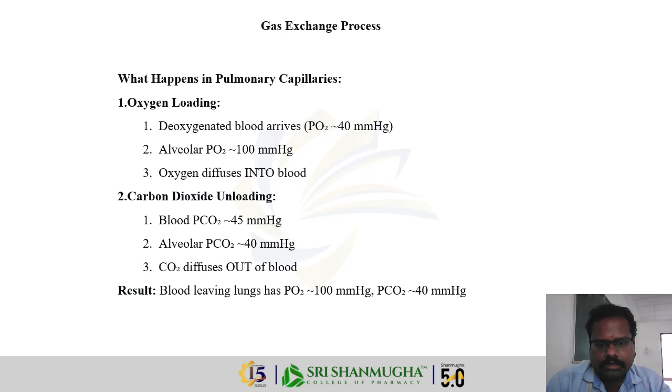Okay, so these are the pressures that are happening within the cell. You just have to remember these pressures. So at the end result, we have blood leaving the lungs at the pressure of 100 mmHg for oxygen and carbon dioxide 40 mmHg. Okay, so this is the final result.